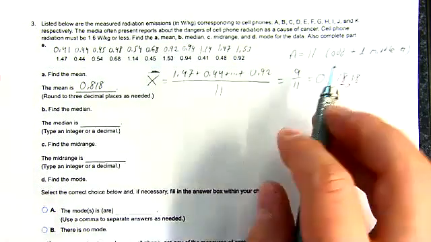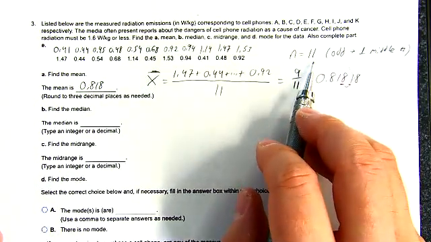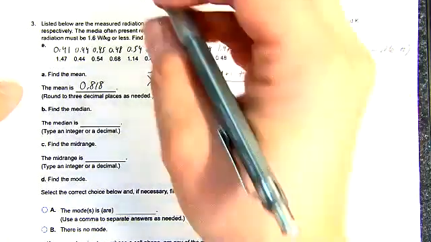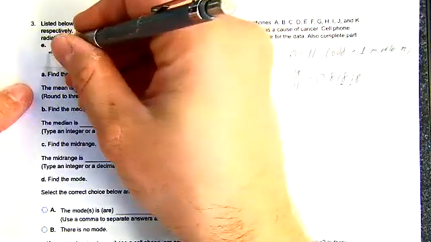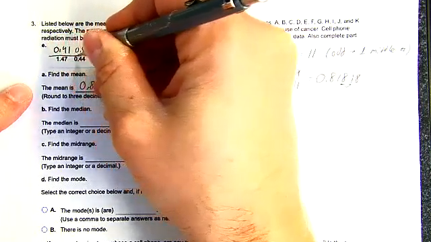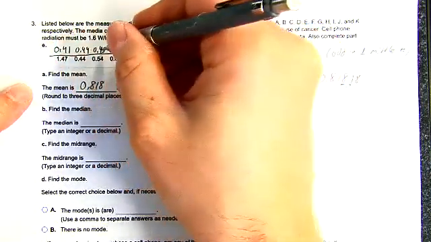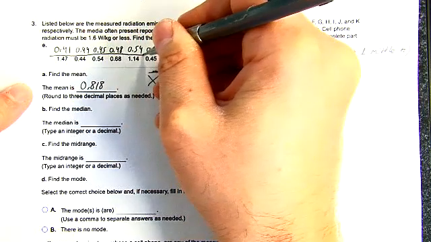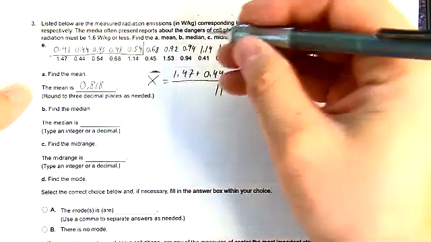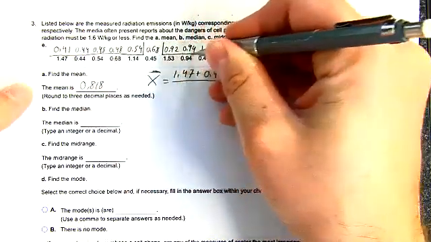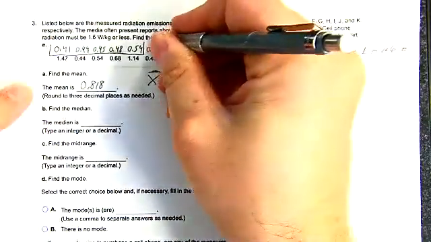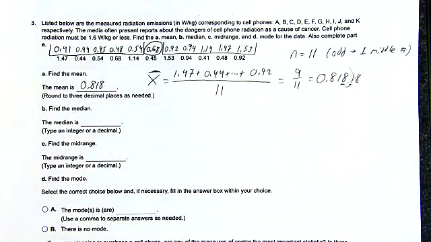Just like before, if n is 11, that means we'd have to go 5 and 5 from each side. 1, 2, 3, 4, so there's 5. And here's going to be the other 5, which means the middle number is right here between those two, 0.68.